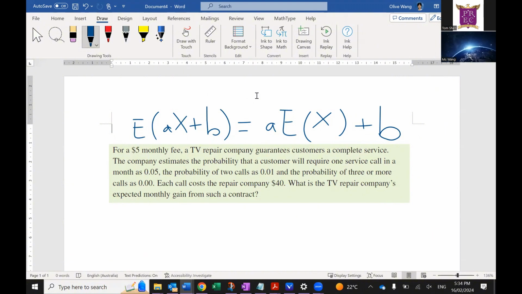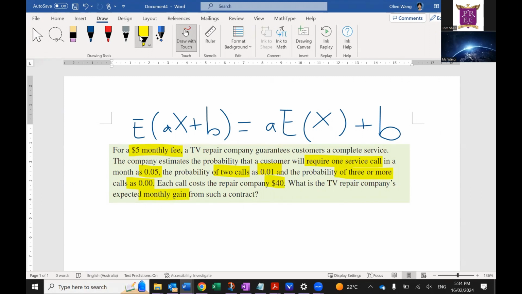Okay. Let's have a look at this one then. It's actually the question you can use, right? Maybe Kevin, could you please read the question? Guarantees customers are completion. The probability that a customer will require one service call in one month is 0.45. The probability of 2 calls is 0.01 and the probability of 3 or more calls is 0. Each call costs the repair company $40. What is the TV repair company's expected monthly gain?